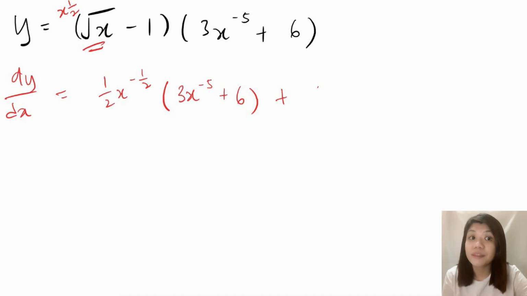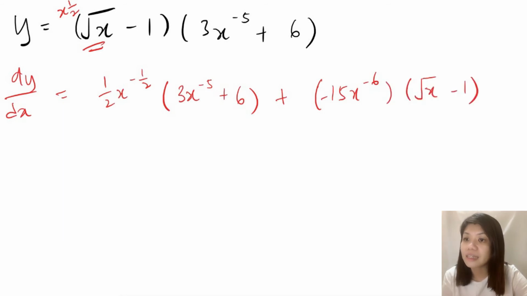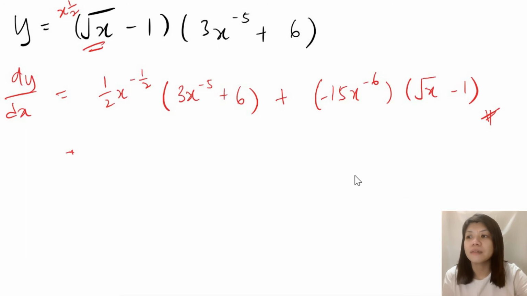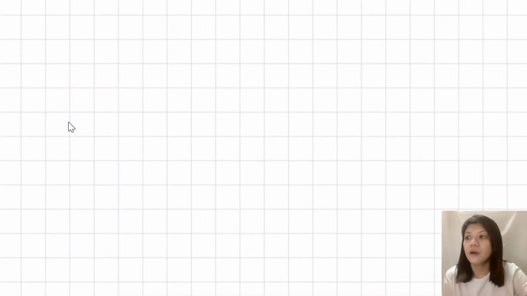And then multiply it back with the second part. Now I'm going to differentiate the second part. Differentiating the second part will give you negative 15x negative 6. And then you want to leave this like that. We can just leave the answer like that because it's a little too complicated to be expanded.